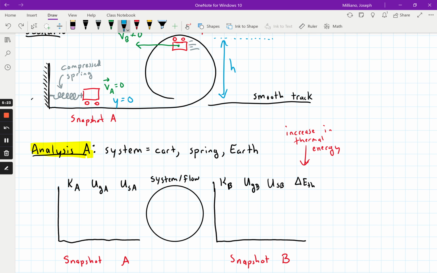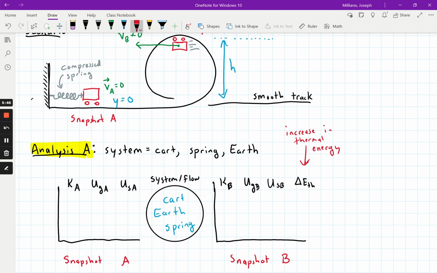What's in our system is a human choice that we get to make. It doesn't change the physics, it changes how we scientists speak about the physics. It just changes the wording we use. So our system is going to be the cart, the earth, and the spring.